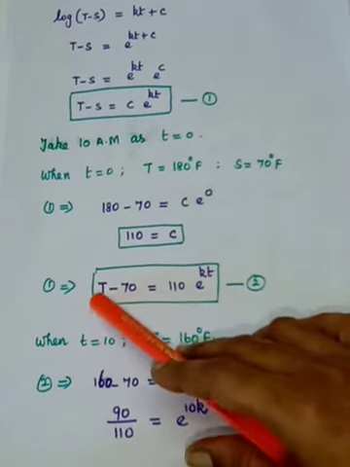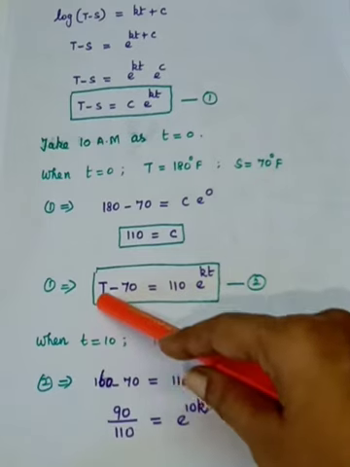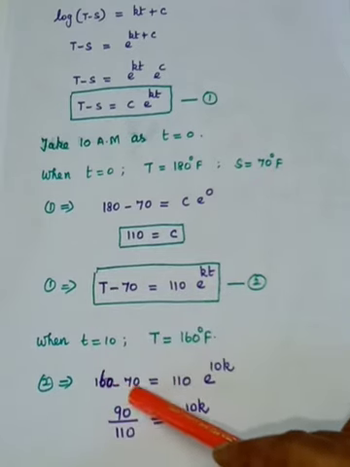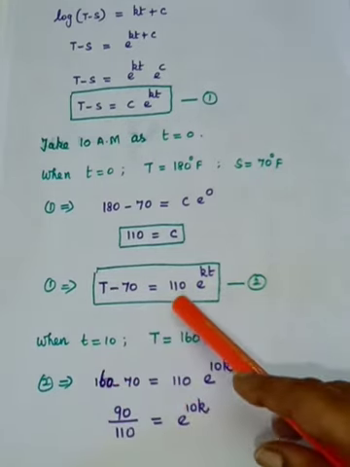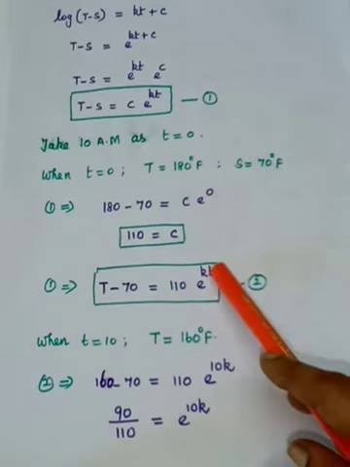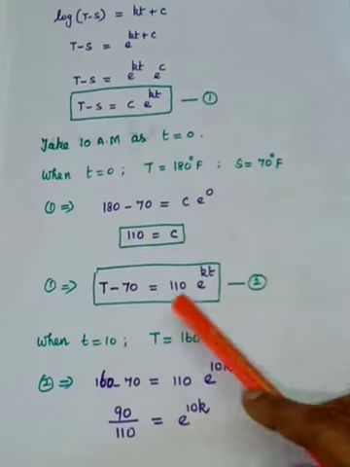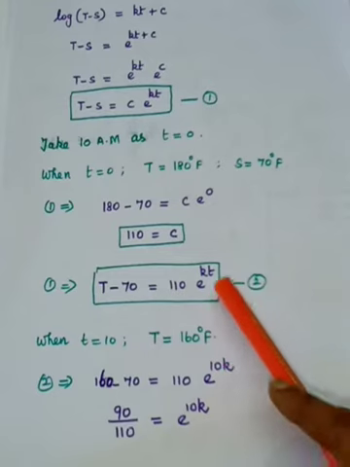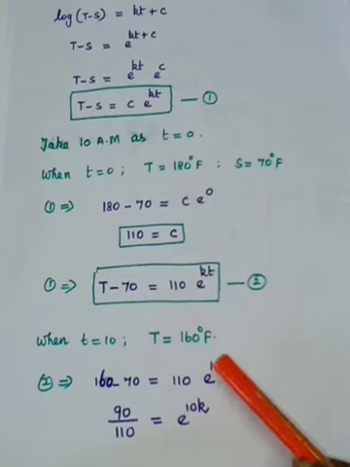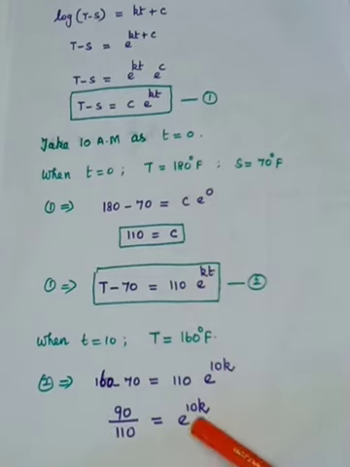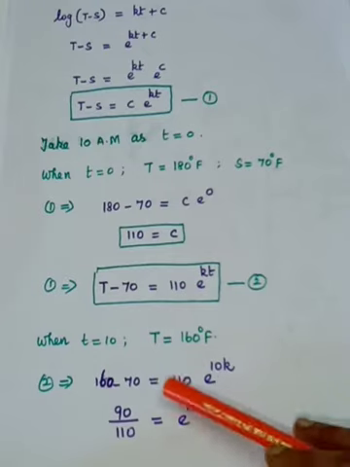So what is the temperature of coffee? That is T, 160 minus 70 is equal to 110 e power. In the place of t what you have to substitute? 10. Okay, so it is 10k. So it is written here. From this, e power 10k is what?